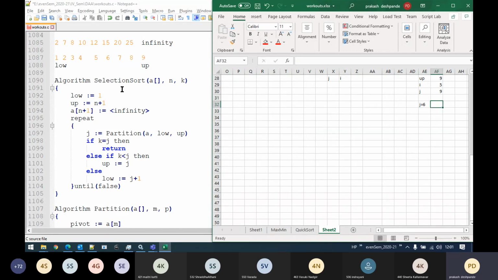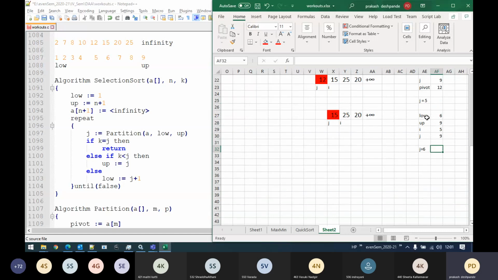If you look into the main algorithm here, the selection sort, the comparison: K value is also 6. Is 6 equal to the J value? Will this K equal to J turn out to be true or false? True. Since it is true, that means we have found the solution: at the 6th position the element is nothing but 15. At the 6th position, the proper sorted element will be 15.